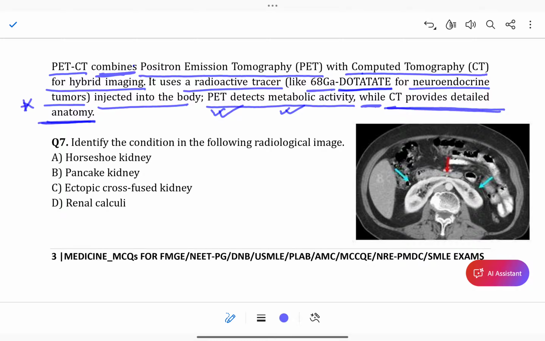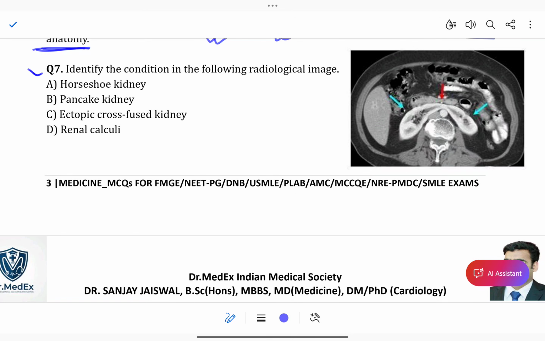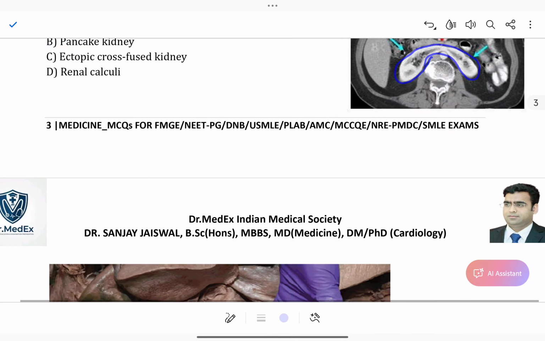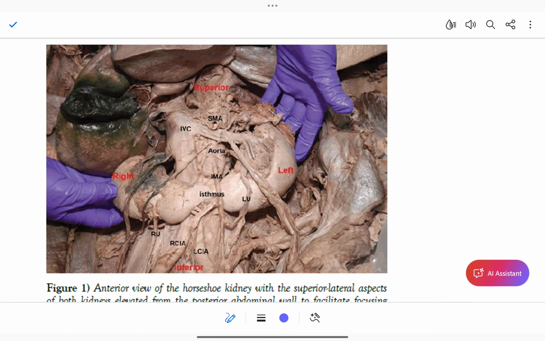Okay. So come to question number 7. Identify the condition in the following radiological image. I hope you people know this image. That's nothing but horseshoe kidney. Very easy. You people know it. No need to explain too much detail. A little bit. Try to understand this figure.